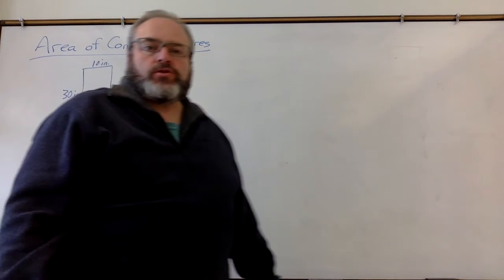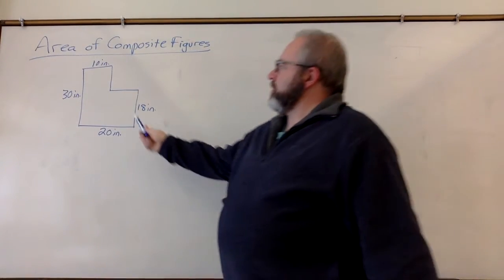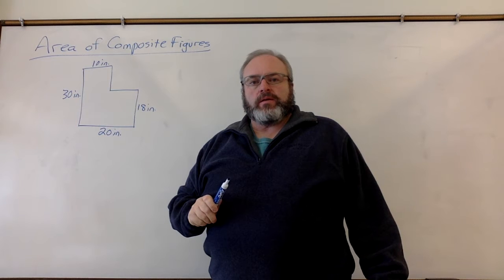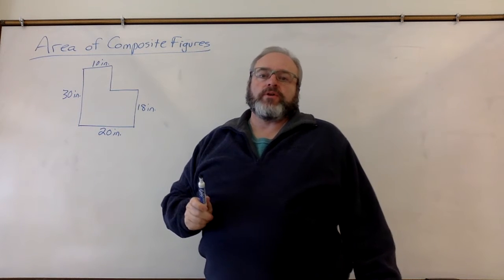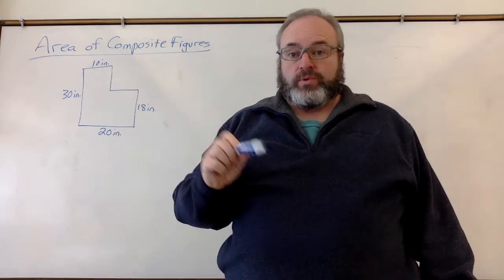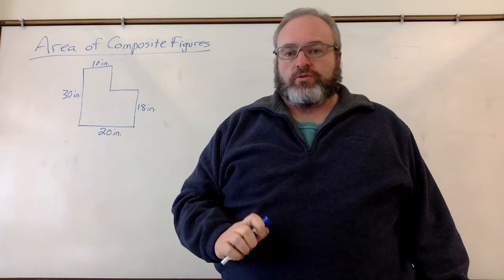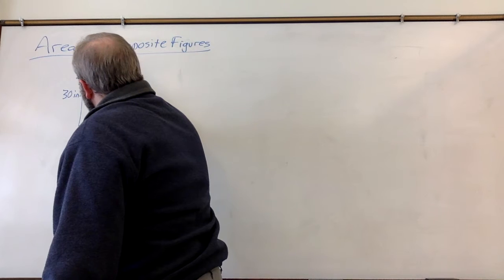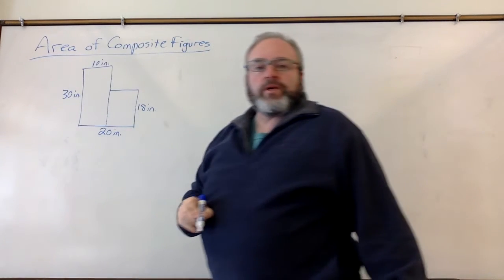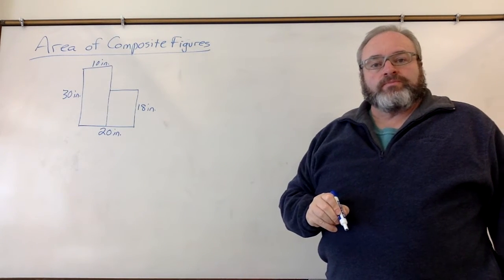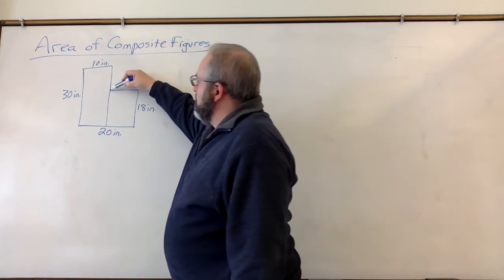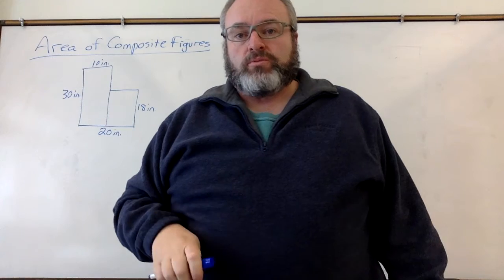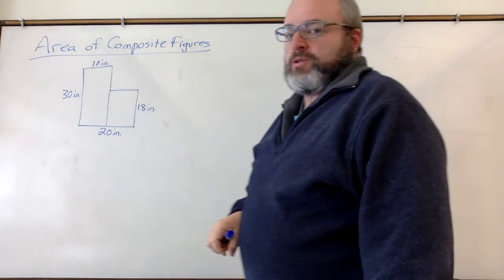Okay, there's a shape right there. It's really composed of two rectangles put together, and the way that you find the area of composite shapes is to break them down into the shapes you're more familiar with. For example, we might divide that right there. Or we could have divided it across here. You sometimes have more than one option on how you want to divide the shapes.